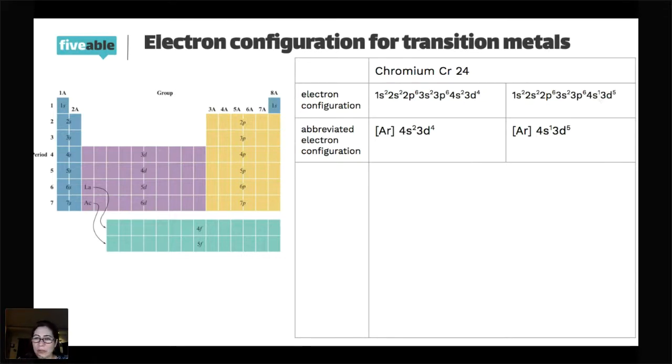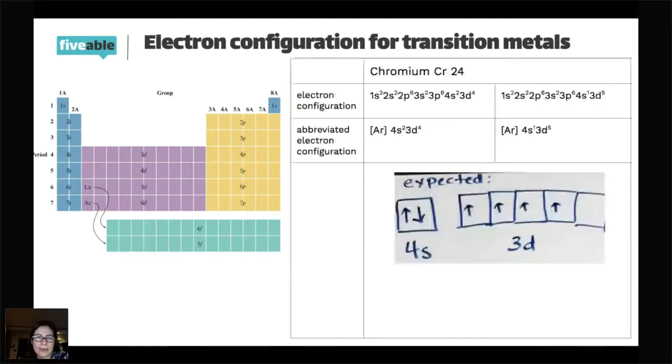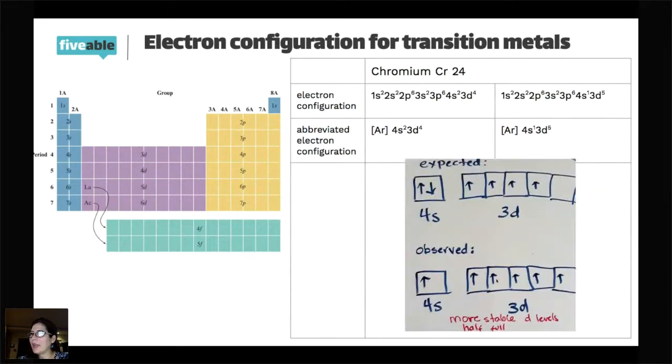Excellent. So the reason for this exception, as Paula is saying, is because this is the expected orbital diagram where you have a fourth s sublevel full, and an incomplete 3d. And the observed is that the 3d will be more stable if it's half full, and the 4s will be half full as well. So this is observed. This is what chromium does, because this is more stable for chromium.